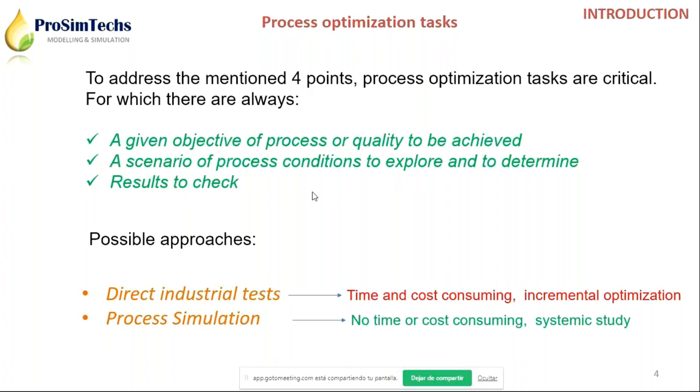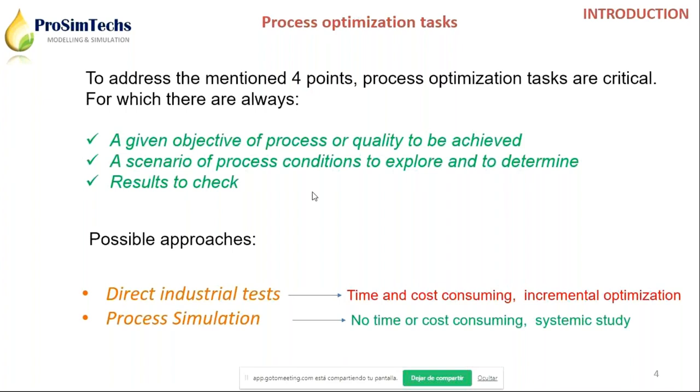Now, on the other hand, if we want to execute a systemic study by taking into account all the process variables at the same time, aiming to assess the impact of these variables on quality parameters, the process simulation is the best ally. Okay, since it allows us to explore, I would say, practically unlimited processing scenarios, and therefore this way we widen the scope of our process optimization task, and this is quite important.